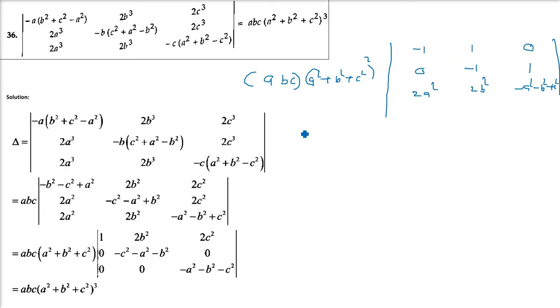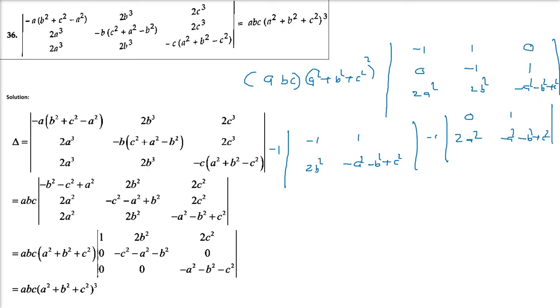So the first row will open using the first row. As I said, a square plus b square plus c square is going to come, definitely. So minus 1 into, what do you get inside? Minus 1, 1, 2b square and minus a square minus b square plus c square. And this minus 1, and then we get 0, 2a square and 1, minus a square minus b square plus c square. Then 0 will also come, plus 0 into something, but I am not writing it because eventually it will be 0. So minus 1 into, what do we get here?